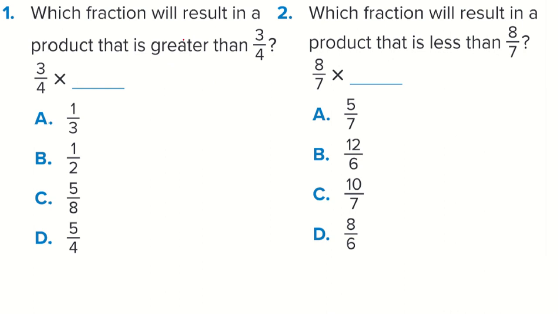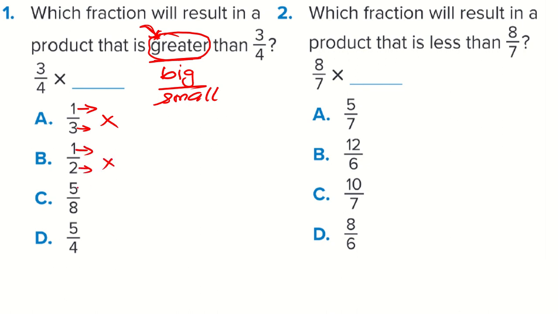Next is, which fraction will result in a product that is greater than 3 over 4? Now remember one thing here, if you want to find a greater number, then necessarily the numerator should be bigger than the denominator, means the up number should be big and the down number should be small when you are finding a greater number, greater answer, okay? So let's talk about it. So you see here, the up number is small, the down number is big. So this is not possible, okay? Here, up number is small, down number big, not possible. And here, up number is big and down number is small. So this is the answer.